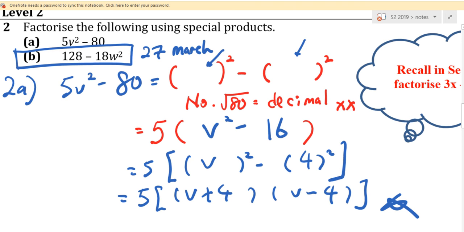So square root 80 cannot, because I cannot put a decimal here. So the only thing I can do is I will factorize. Now once I factorize, then I realize that this is 16. Arifa, why is this 16? How do I come up with the 16? 80 divided by 5, right? So 16. So then 16 I can convert into a square minus b square, right?